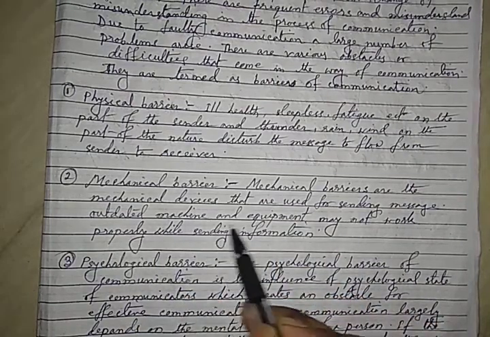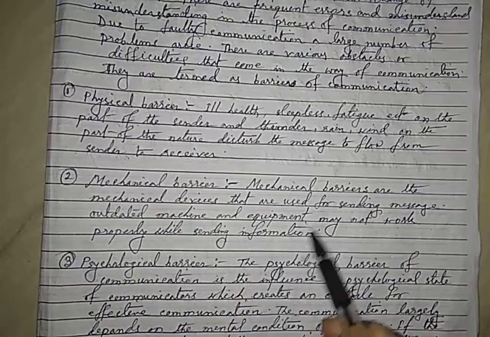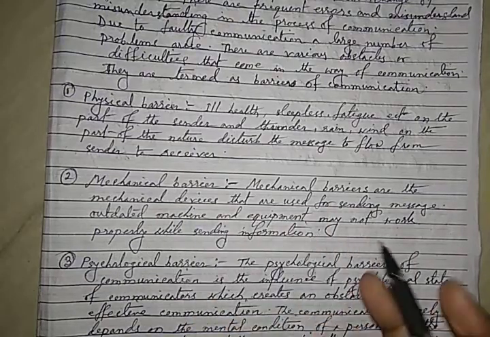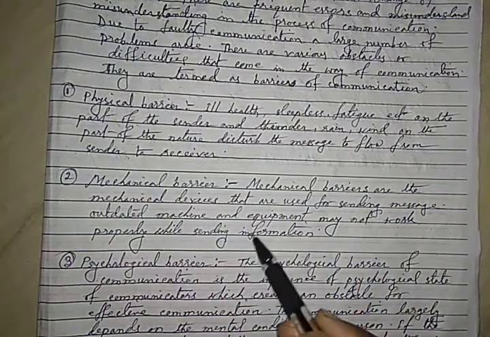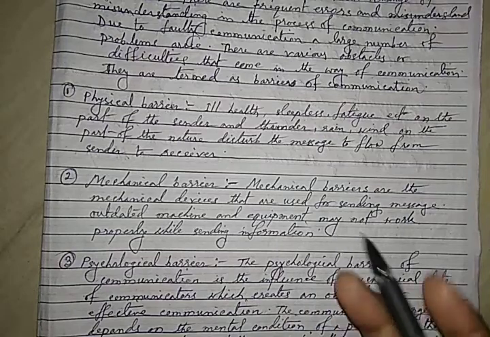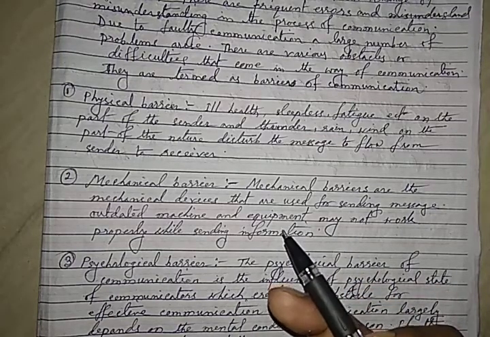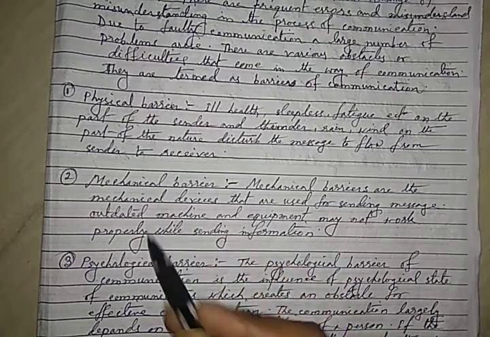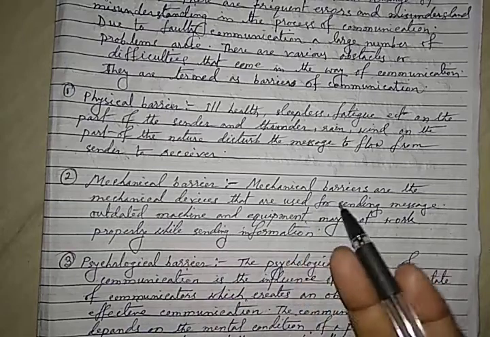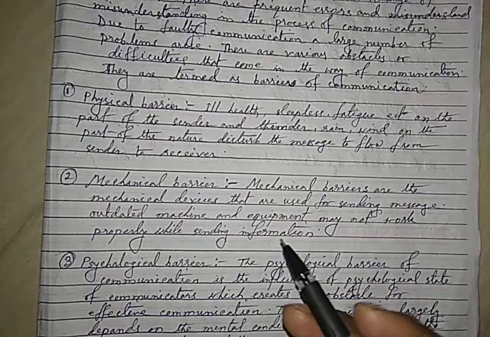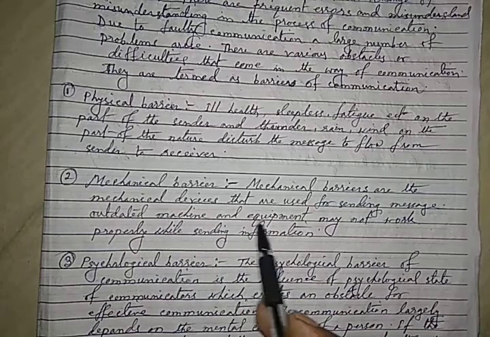Outdated machines and equipment may not work properly while sending a message, and may create a problem at the time of sending. These are the mechanical problems. So the sender should take precautions about these things.